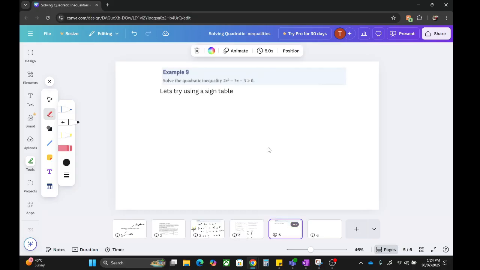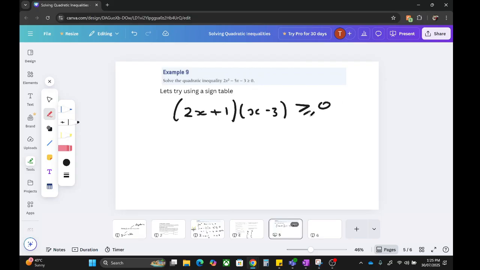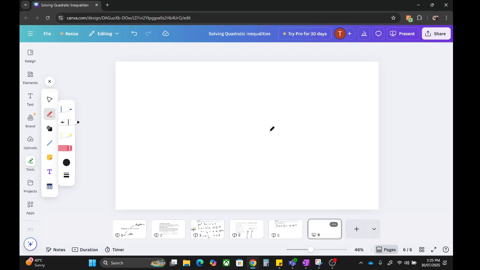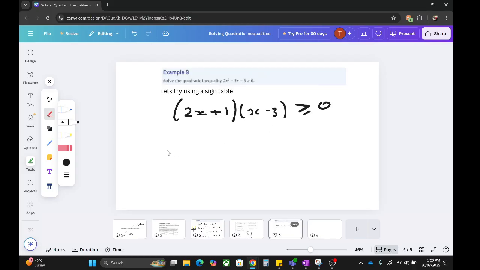So let's move on to solving the same inequality, but this time with a sign table. We still do the same thing. We still factorize to get our roots: 2x plus 1, x minus 3, greater than or equal to 0. That is our factorized equation, and that's fine. That's our first step.